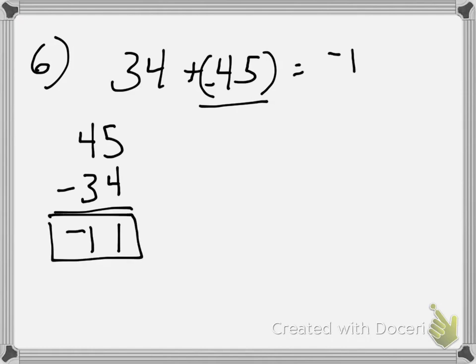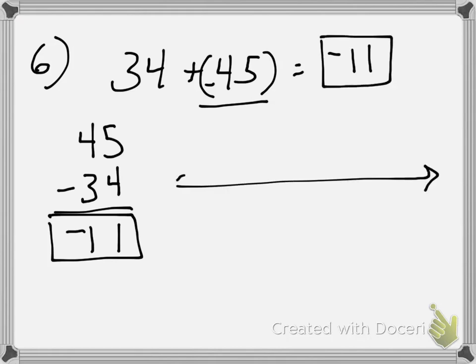Okay. To show this on a number line, we would once again always start at the origin. We have 34. 34 is positive, so it goes to the right. So we would go past 10, 20, and 30 to 34.